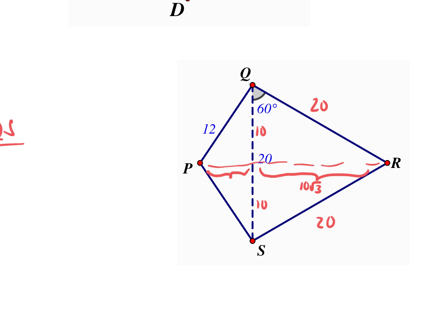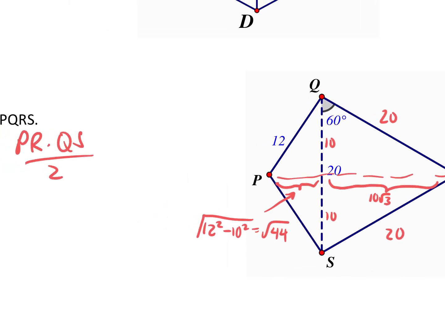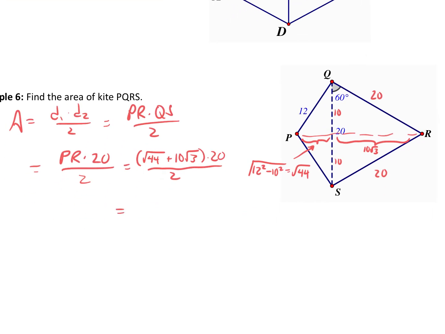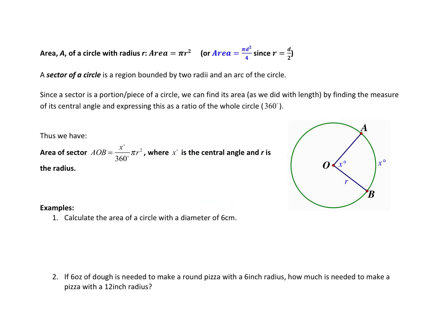Then in here, I have a right triangle with a side of 12 and a side of 10. So to find this little piece in here, I need to do the Pythagorean theorem, where 12 is the hypotenuse. This is the square root of 44, so I'll leave that for now. And then what I'm looking for is PR. Well, PR is the square root of 44 plus 10 root 3, times 20 divided by 2. As an exact answer, I can call this whole thing 10 times this, and that's really about as good as it gets exact-wise. But if you wanted a decimal approximation, I get 239.538 units squared.